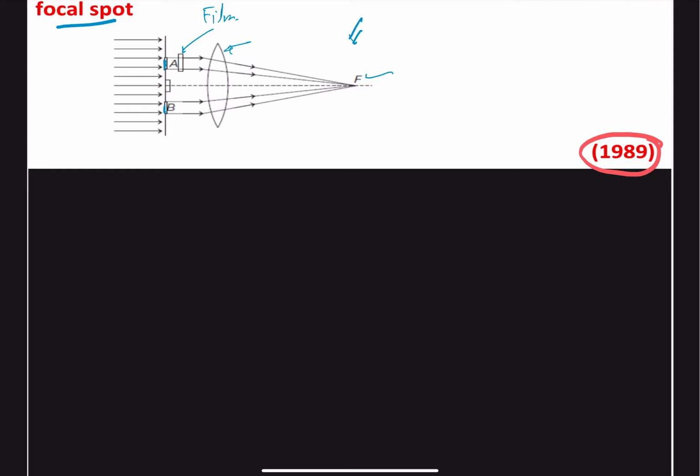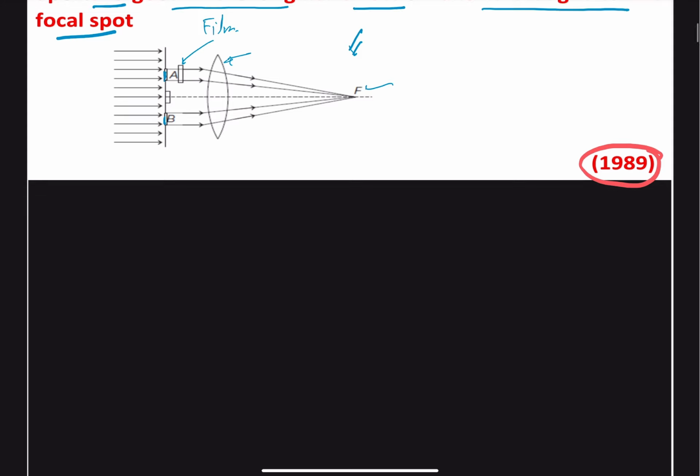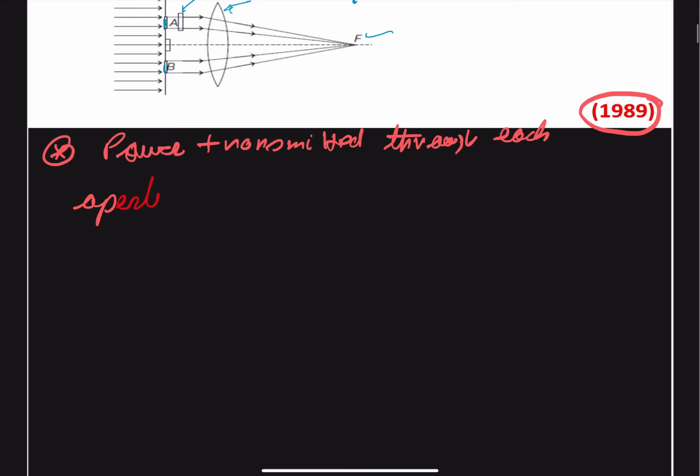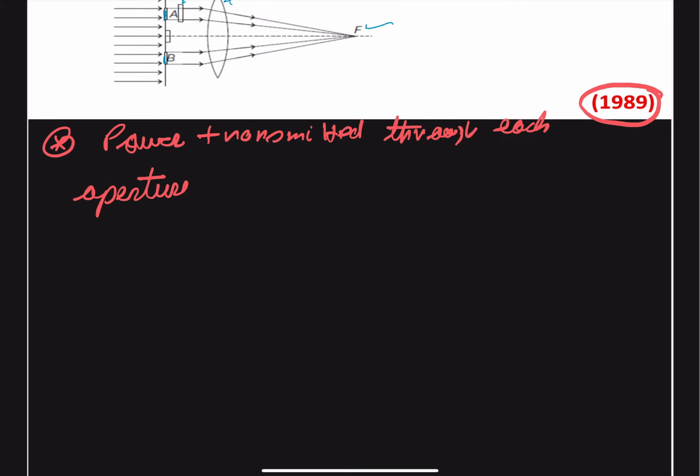So first of all, let's find out what will be the power transmitted through each aperture, A as well as B. We can write the formula: suppose that power is given as P, then this P will be equal to intensity multiplied by area, and we can write this formula for both the apertures.